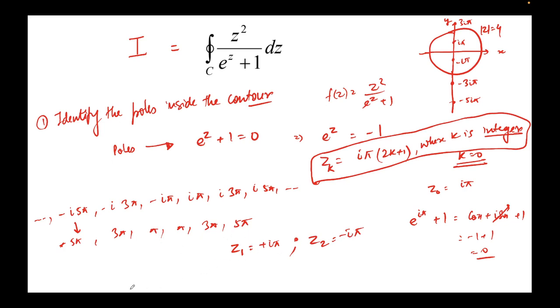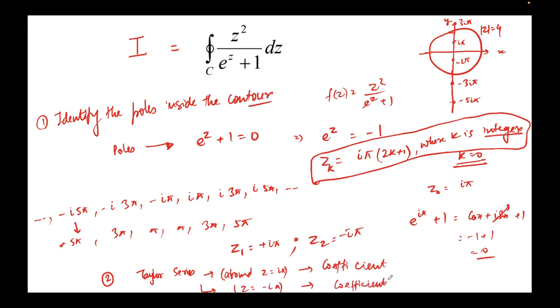So this is the first step. The second step is that we have to expand this function. If I want to use the Taylor series, I have to expand it first around z equal to i pi, then find the coefficient which will give me the residue. For the second part, I again expand the Taylor series, this time around z equal to minus iota pi, and this will give me another coefficient, the second residue.